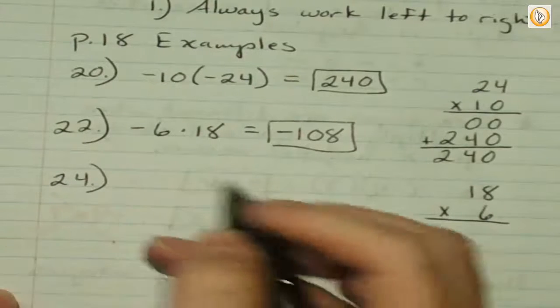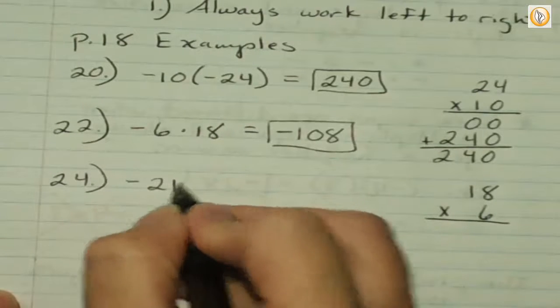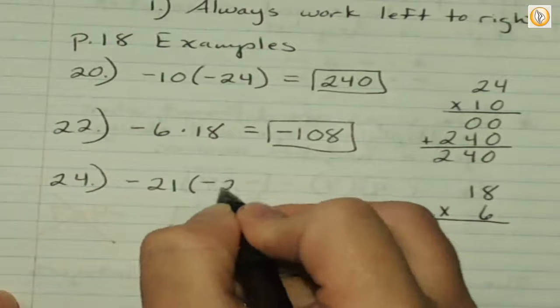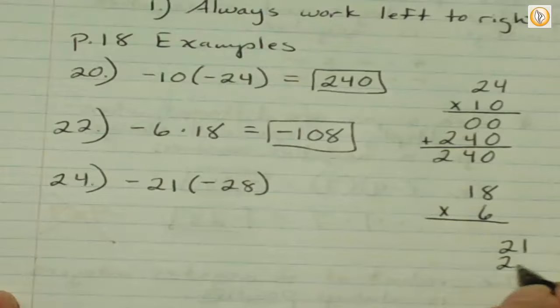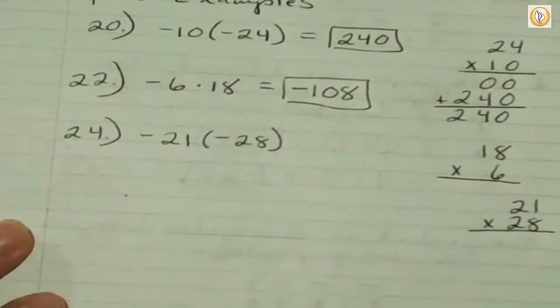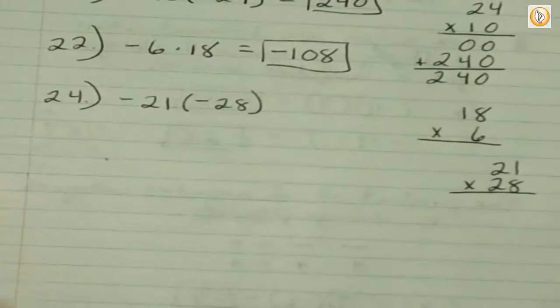All right, 24. Kelly, negative 21 times negative 28. Off to the side, you can work it all out there. Take your time. Remember, we're going to be doing this after lunch also. It's good, we'll be nice and nourished. What's for lunch? Shh, Kelly is concentrating.